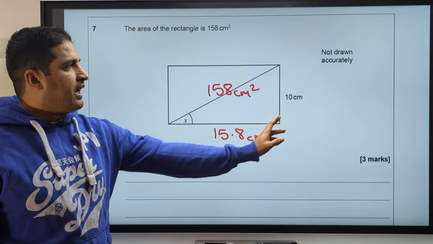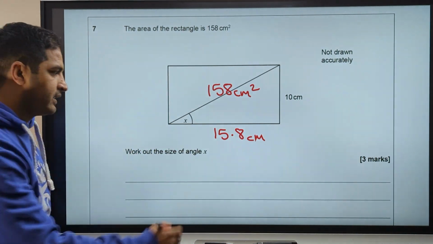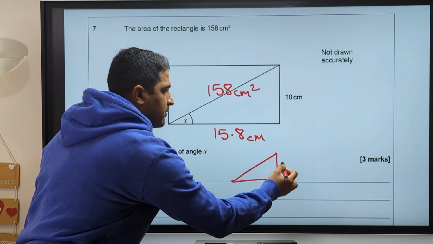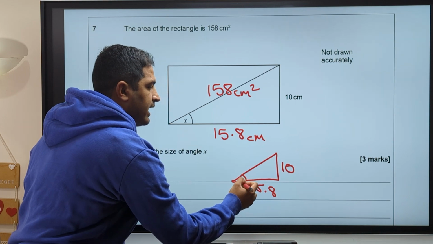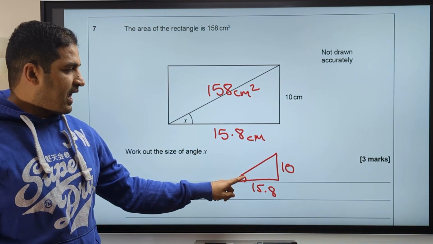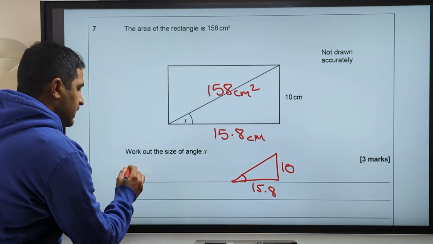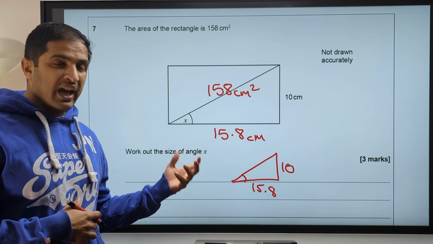So that's the base and that's the height. We need to work out the size of the angle X. So remember, it's a right angle triangle there, where you've got that's 10 and that's 15.8, and this is our angle X that we're looking at. So for this angle here, that's the opposite and that's adjacent. So we're looking at SOHCAHTOA. Again, that's given to you in the formula sheets now, so you don't have to remember it.